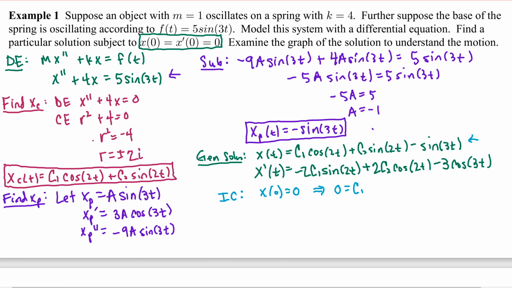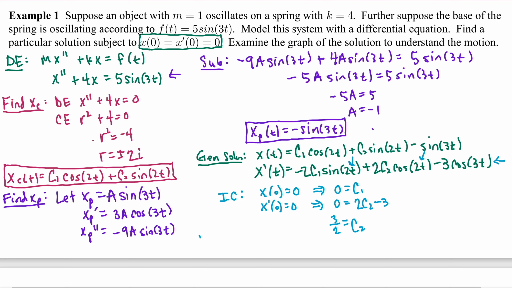Let's work on our second initial condition. The second one was also x prime of 0 equals 0. Let's go ahead and plug that into our first derivative. I'm going to set the first derivative equal to 0, and we're going to plug 0 in for t. Now recall, sine of 0 is 0, so that term goes away. Cosine of 0 is 1, so we have 2c2 minus 3. From this equation we can determine c2 equals 3/2.